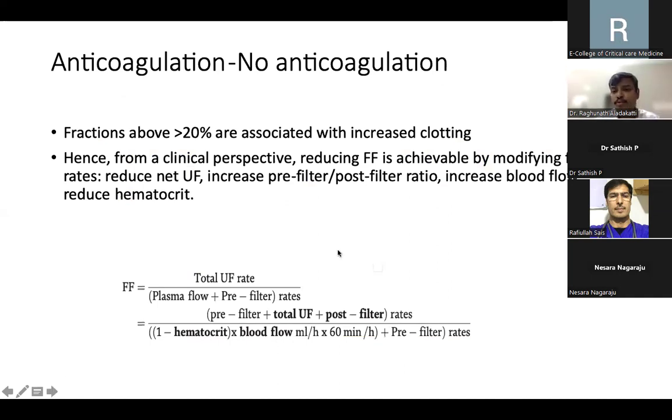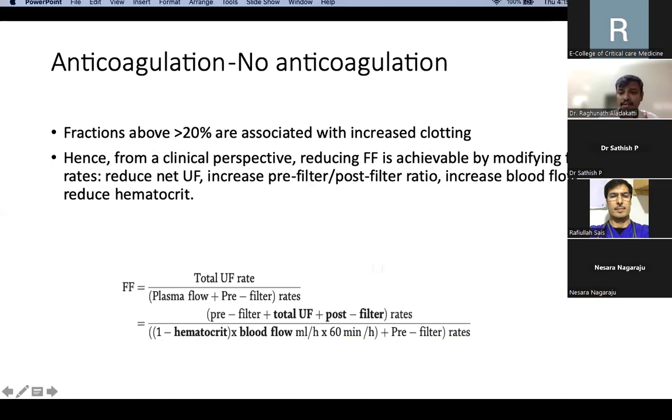Anticoagulation, this is a few more slides. As I mentioned, filtration fraction above 20% also increases bleeding. In the ICU, sometimes we cannot use anticoagulation because of thrombocytopenia, high INR, and coagulopathy, and the patient needs dialysis. Then we can go for no anticoagulation or only a small, single dose of unfractionated heparin. This is one of the options in the ICU, no anticoagulation, but be careful with respect to blood clotting.